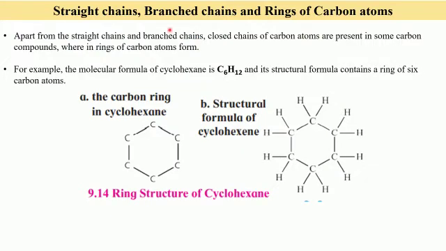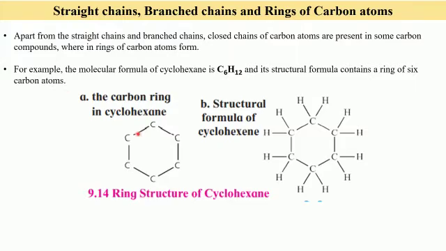Let us now study about the rings of carbon atoms. Apart from straight chains and branched chains, closed chains of carbon atoms are present in some carbon compounds, wherein rings of carbon atoms are formed. For example, the molecular formula of cyclohexane is C6H12, and its structural formula contains a ring of 6 carbon atoms.